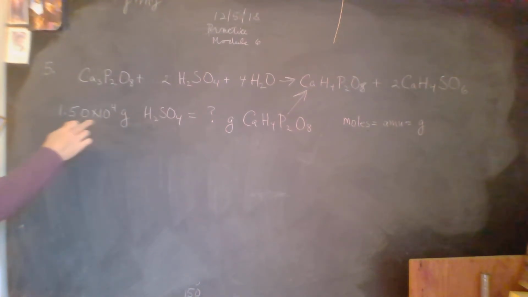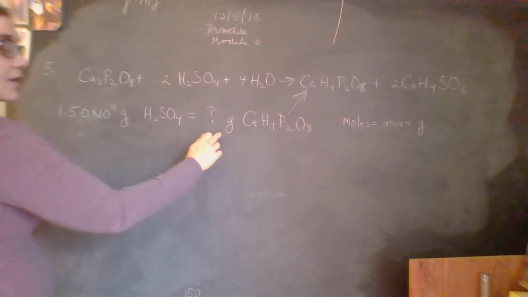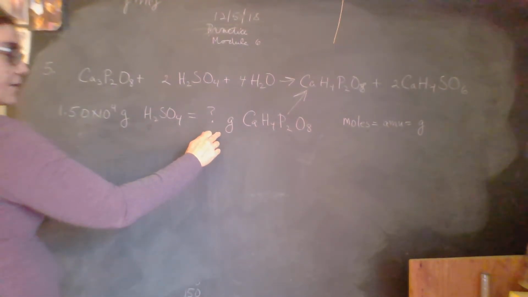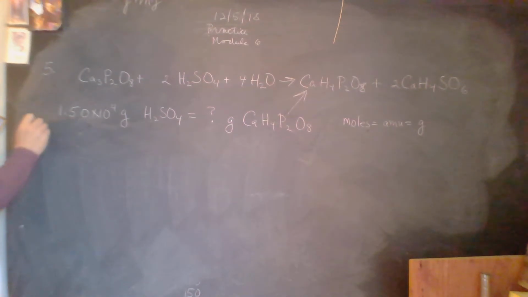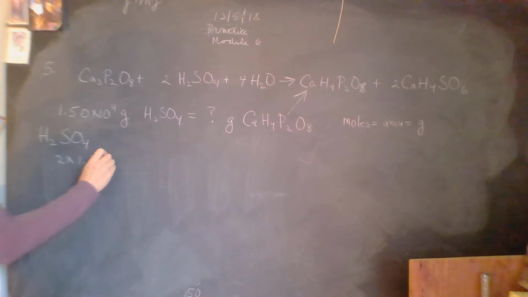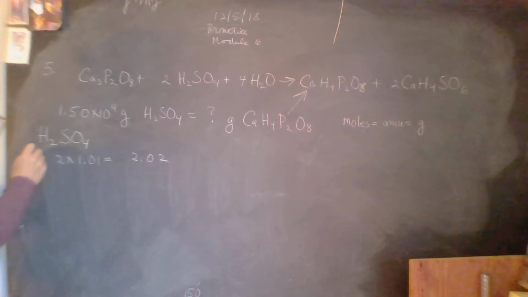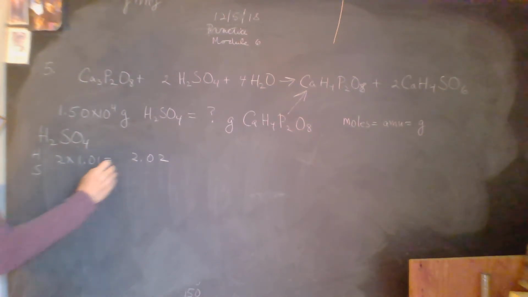So let's figure out the atomic weight of this substance. Why? Because then we'll know how many moles of it we have, and then we can figure out how many moles of the fertilizer we have, and then how many grams that will be. First things first, H is 1.01. In H2SO4 we have 2 times 1.01, that's 2.02. What's S? S is 32.1.